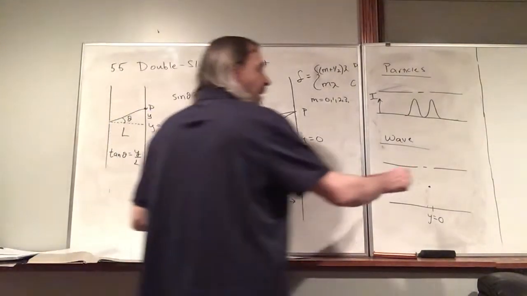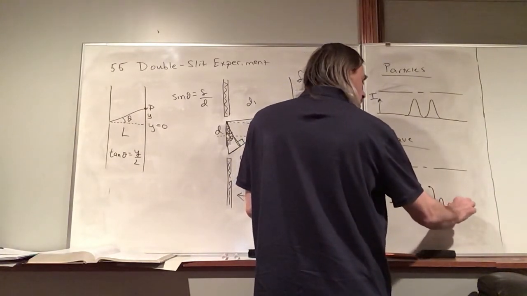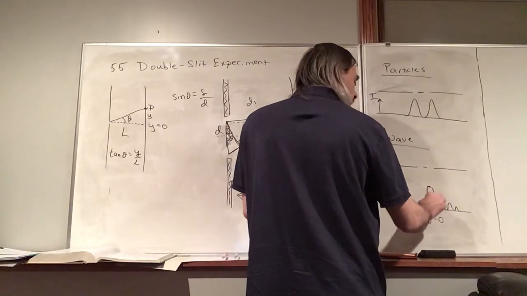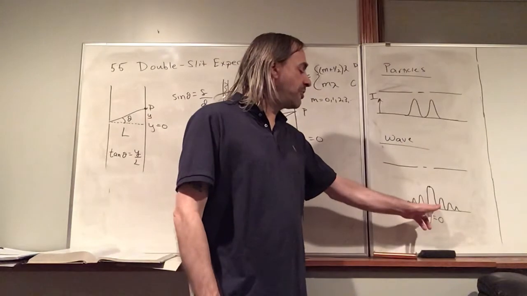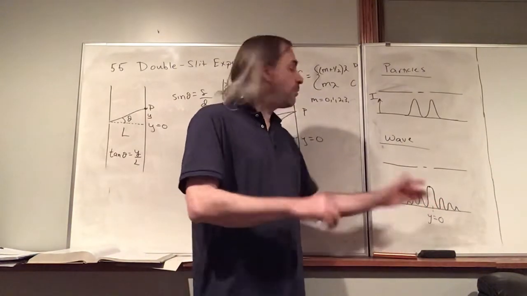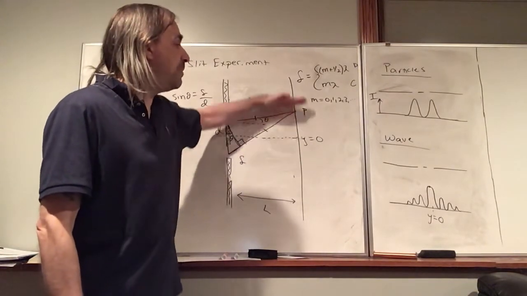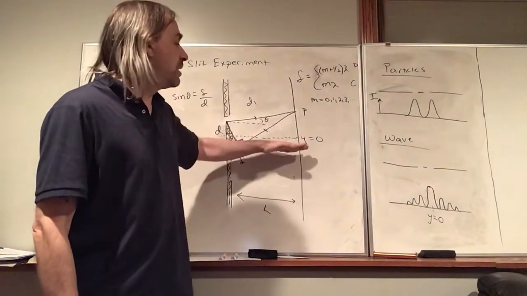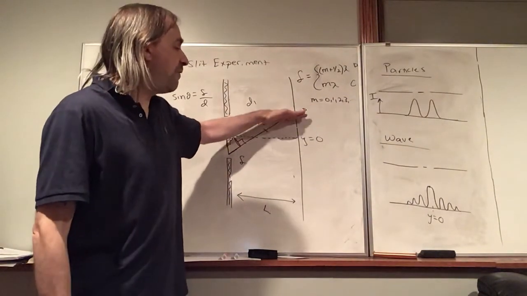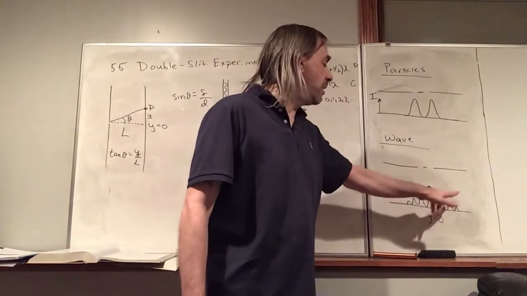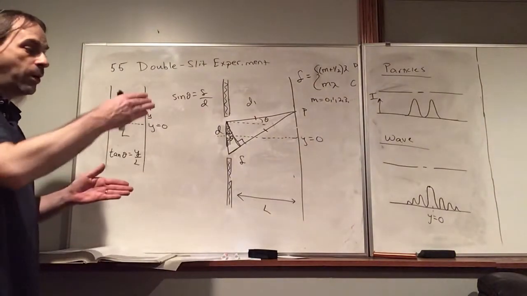So what we should expect from the wave picture of light is something like this. Right at the middle, we get constructive interference, and then as we move away from the center, delta keeps increasing. Eventually it'll be half a wavelength, which is destructive, and then a full wavelength, which is constructive, and then half a wavelength, which is destructive. So we get the intensity going up and down.